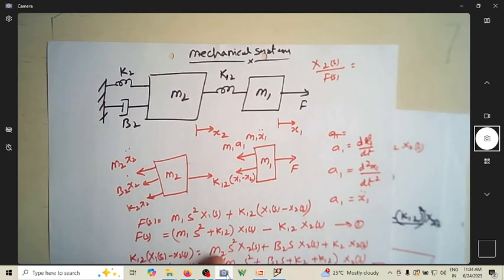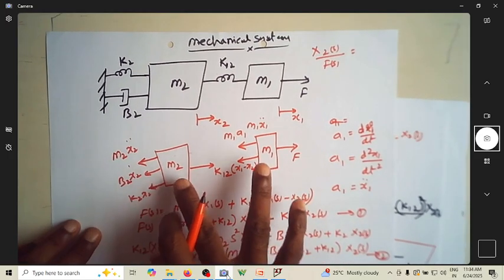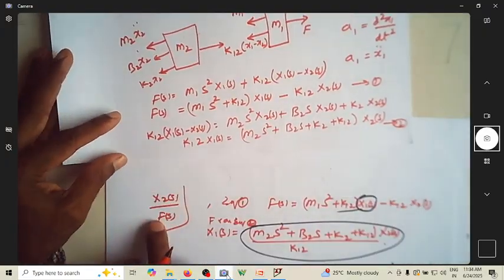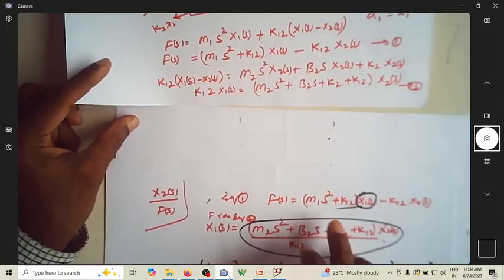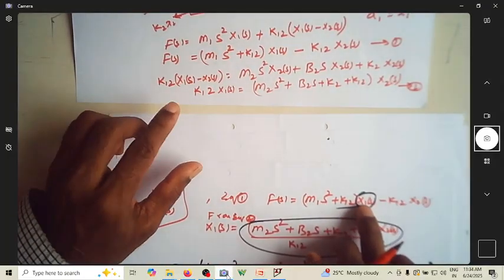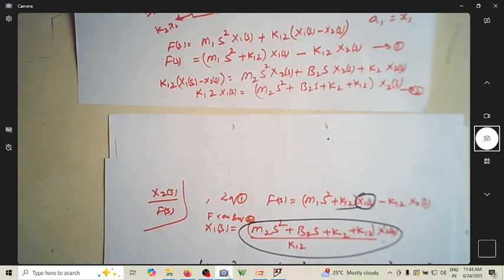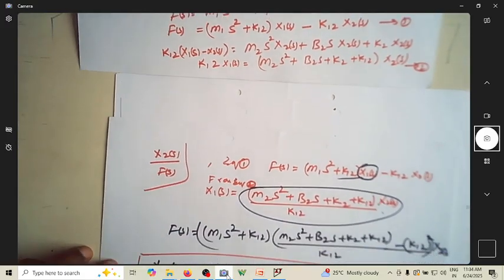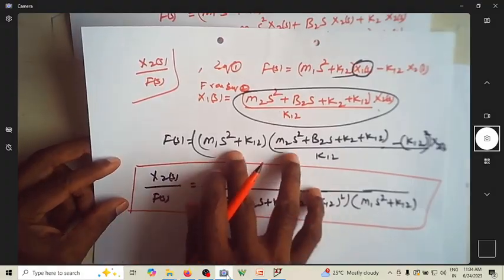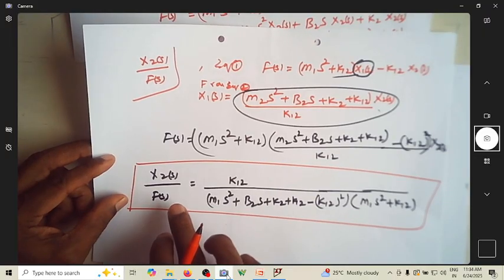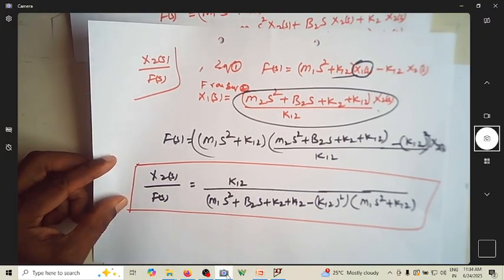So then you write, there are two equations. Since you want to have x2 of s by f of s, try to eliminate x1 of s using equation 2. That's what we did here. And then you can end up with a simpler simplification of this mechanical transfer function of your mechanical system.